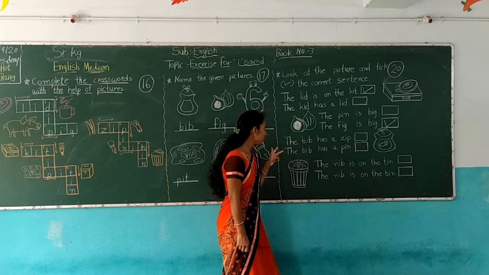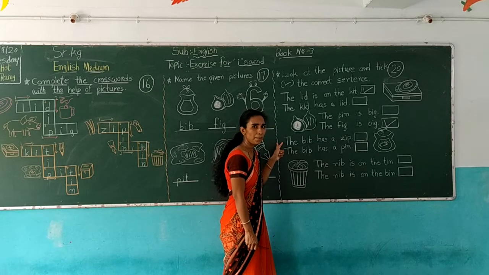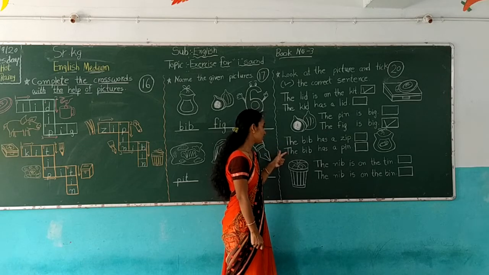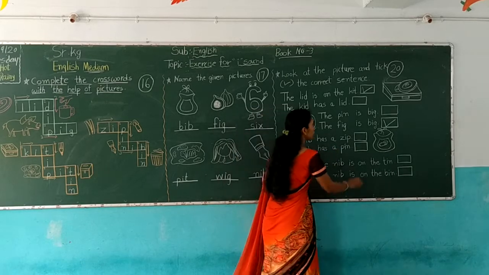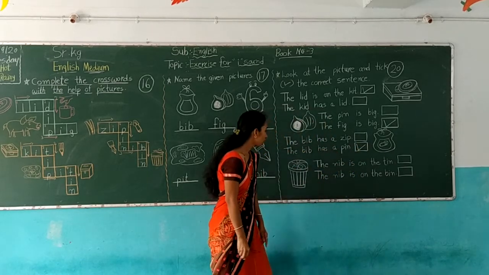So which sentence is right? Tell me. This? The beeb has a zip? No. It is the wrong sentence. So which sentence is right? Yes. The beeb has a pin.